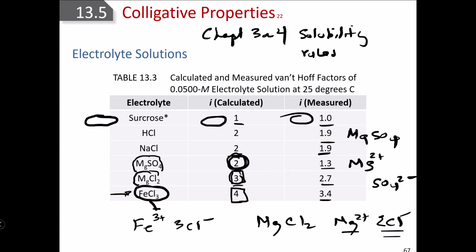So that's what this slide's talking about, is that you can see all these electrolytes, all these ionic compounds, depending on how well they dissolve in water, depending on the interaction of the ions. We have the calculated Van't Hoff factor, and we have the actual measured. And like I said, I'm more interested in the calculated.